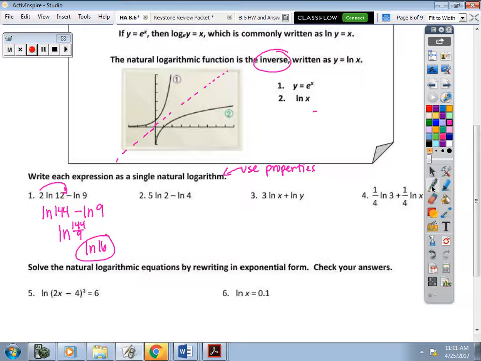The next one, same thing. We take our 5, move it back up to the exponent. So this would be the natural log of 2 to the 5th, which is 32, minus the natural log of 4. So we divide those and get the natural log of 8. Again, when you read this, you can say ln, but normally we say natural log of 8. What would number 3 be?